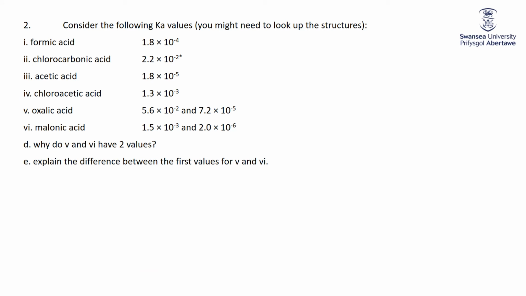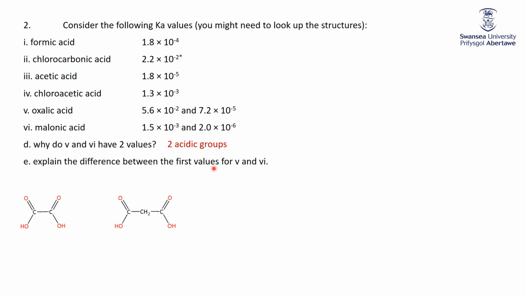Finally, we're comparing 5 and 6. 5 is oxalic acid, and 6 is malonic acid. There's oxalic acid, there's malonic acid. First thing that leaps out at you is we've got 2 acid groups. They're dicarboxylic acids, so that's why they have 2 values. First value is for losing the first proton. The second value, which is always much smaller, is for losing the second proton.